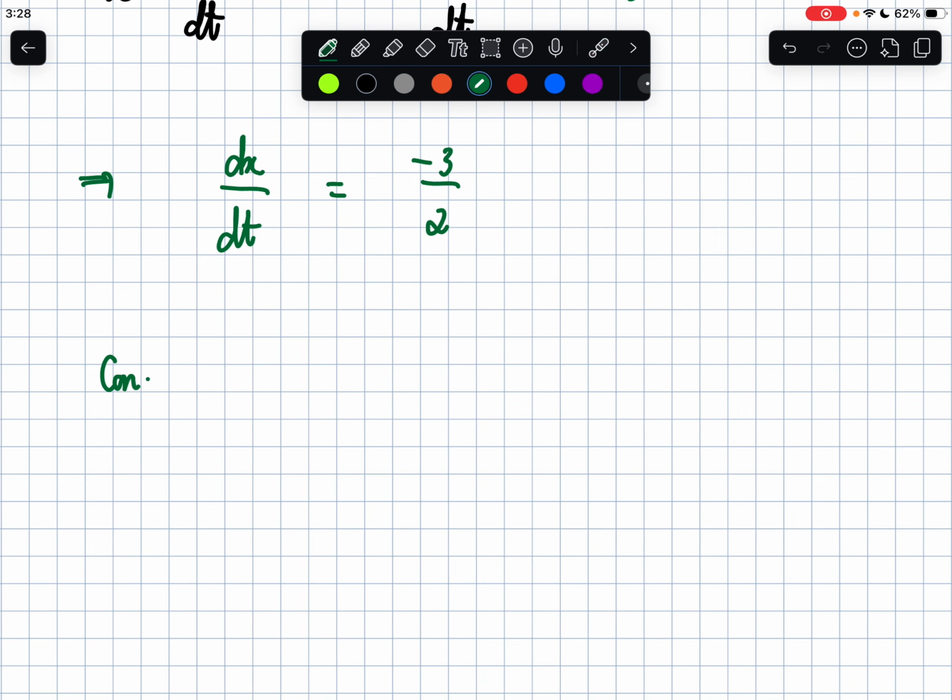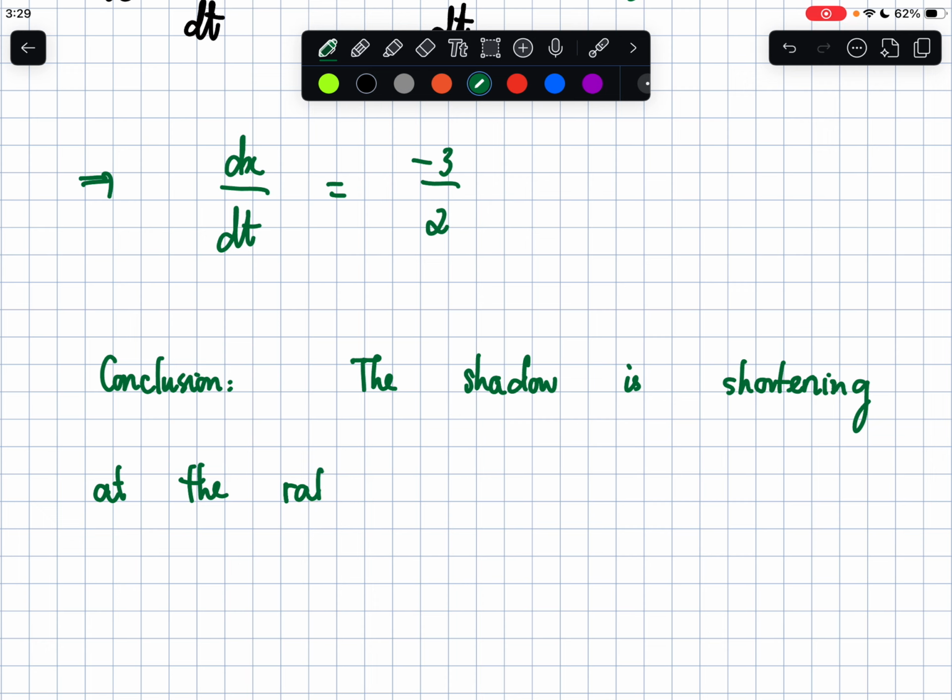Conclusion: the shadow is shortening at the rate of 3 over 2 feet per second.